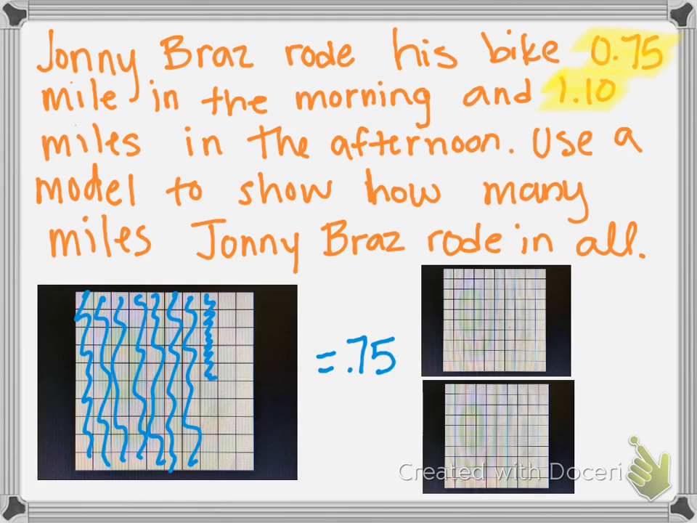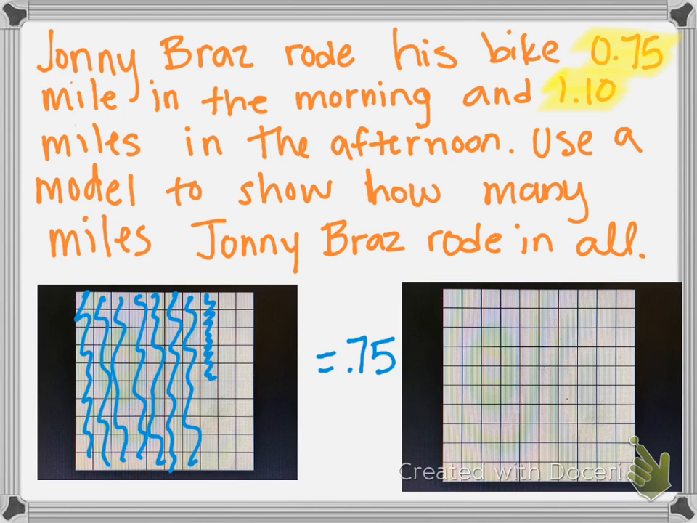Okay, so in the afternoon, he rode 1.10 miles. So I know he rode 1 mile in all. So I would have to color in this whole thing because that represents coloring in 1 mile. Okay, stop there. I want to backtrack. Sorry. I'm going to show you in kind of a different way.